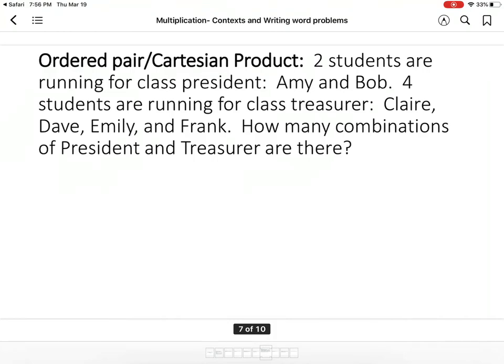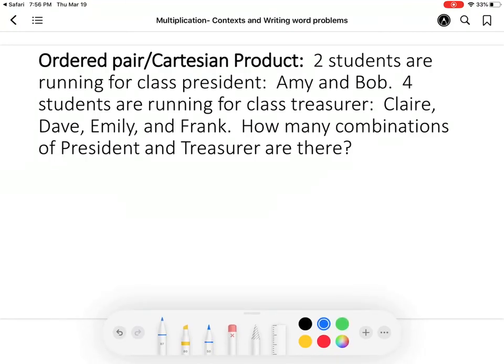This one sounds completely different, the ordered pair Cartesian product. 2 students are running for class president, Amy and Bob. 4 students are running for class treasurer, Claire, Dave, Emily, and Frank. How many combinations of president and treasurer are there?